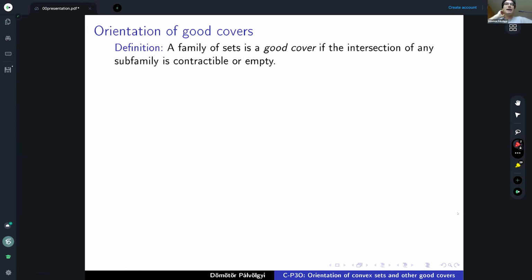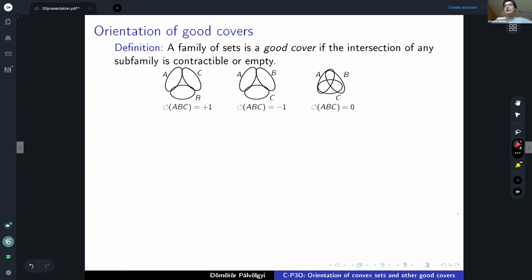So let me define when a family of sets is called a good cover. It's when the intersection of any subfamily is either contractible or empty. An example is the family of convex sets. When you have some convex sets and you take the intersection of some, then the intersection will be either contractible or empty, because it will always be convex.